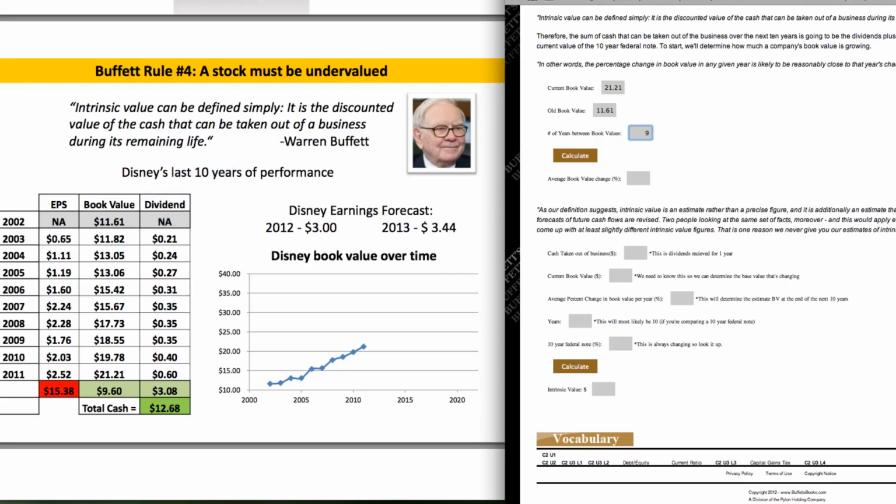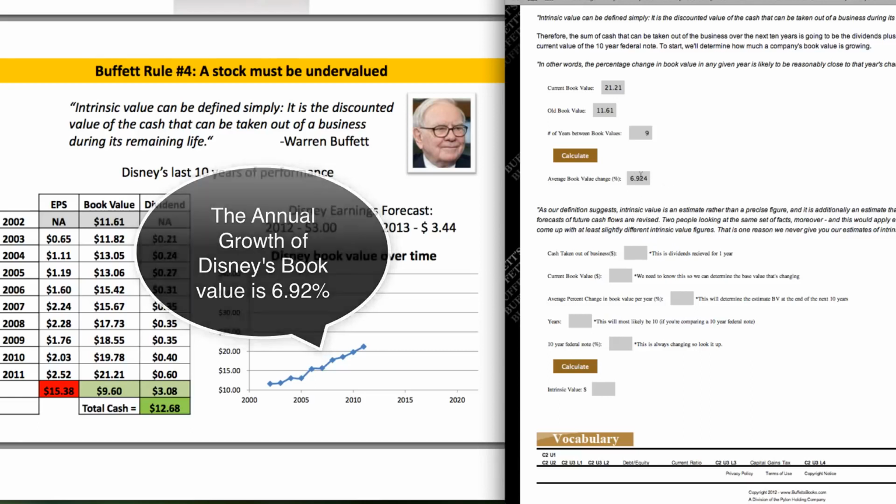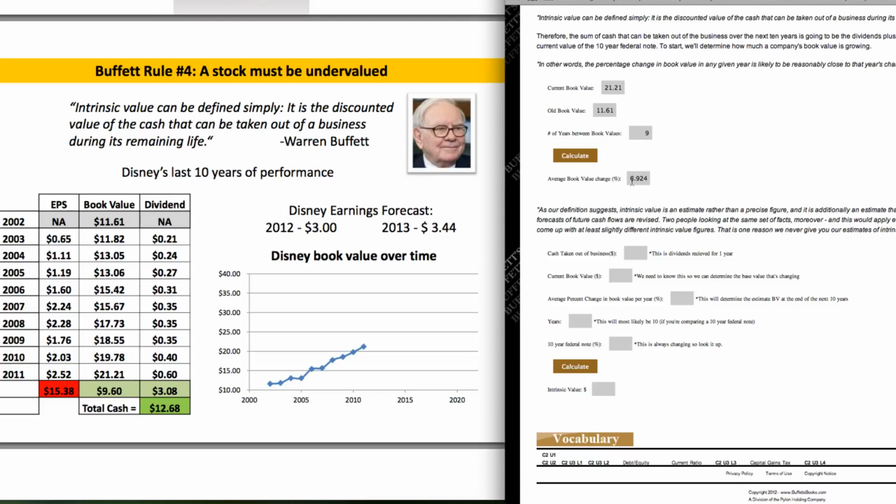Now, the number of years between those two book value terms, if you'd count them up, is 9 years. Okay. Although there's 10 numbers up there, you're only going to use 9 years because the first is just a baseline. That's not counting a full year for it to grow. That's just where it started off. Okay, so we're going to put 9 in there, and then we hit calculate. We realize that Disney's book value has been growing at 6.924% per year. That's the average per year. Okay, so we're going to go ahead and use that average book value growth down here in the second calculator.